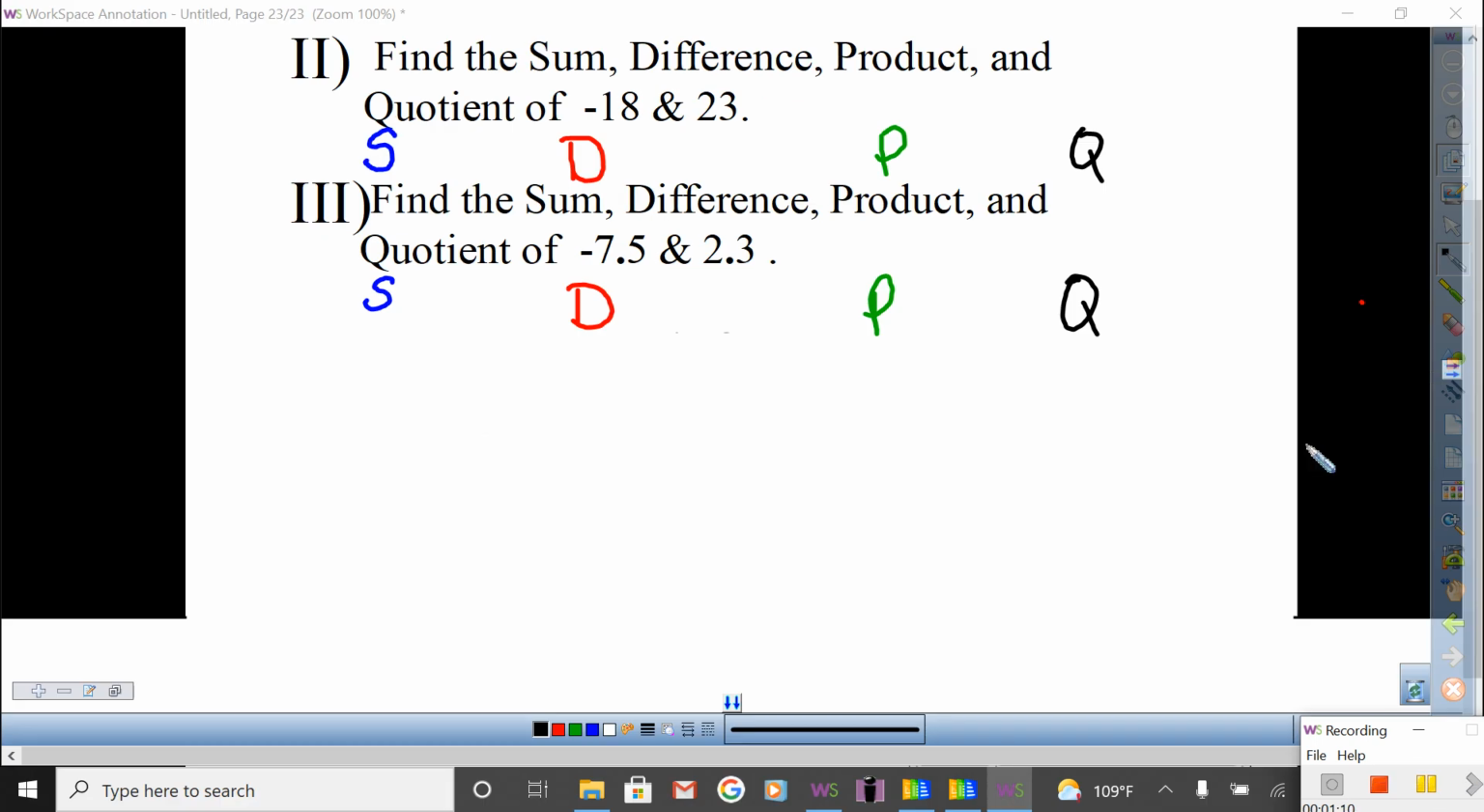Let's see what we got. Get us started, please, Lilith. Sum for negative 18 and 23, what'd you get? 5. That is correct. Difference, Aaron, what'd you get? Negative 41. That is correct. I'm going to change that color. Yes, negative 41. Seth, product, what'd you get? Negative 414. That is correct.